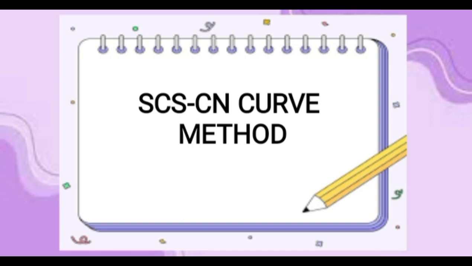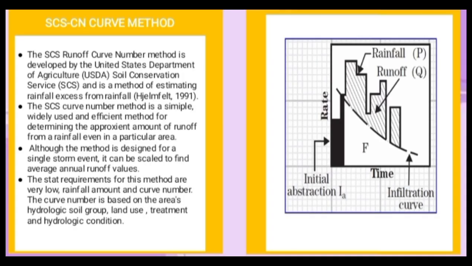Now let us discuss the SCS-CN curve number method. The SCS runoff curve number method was developed by the United States Department of Agriculture, or USDA, Soil Conservation Service, and it is a method of estimating rainfall excess from rainfall. The SCS curve number method is a widely used and efficient method for determining the approximate amount of runoff from a rainfall event in a particular area.